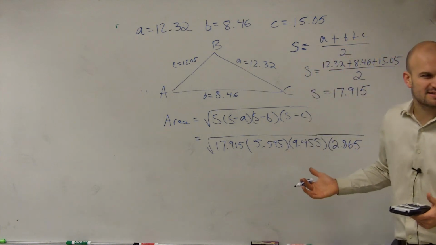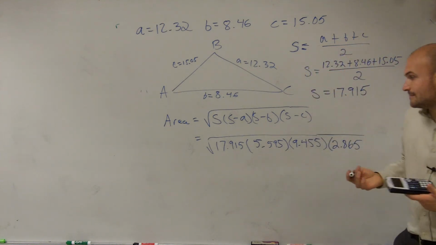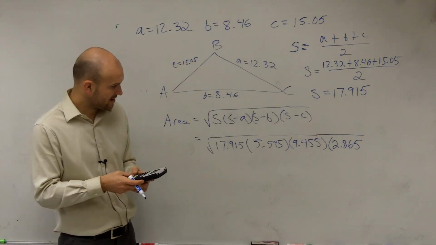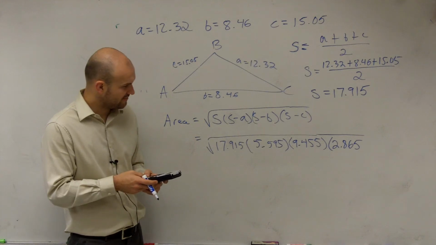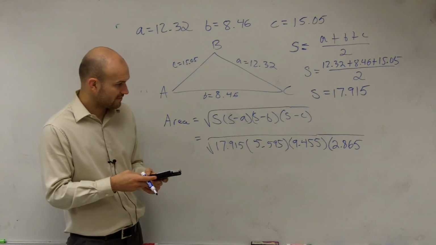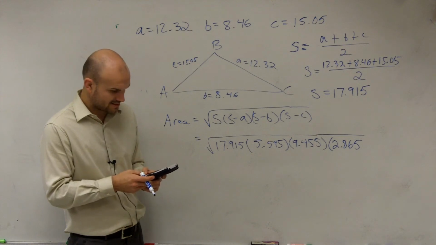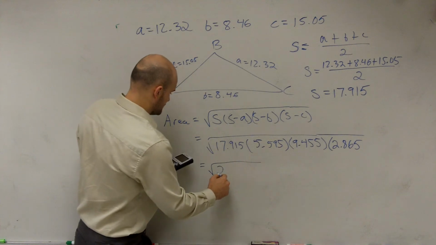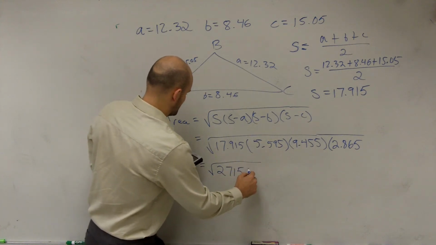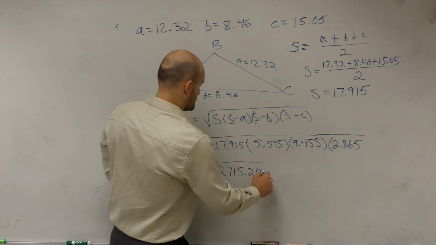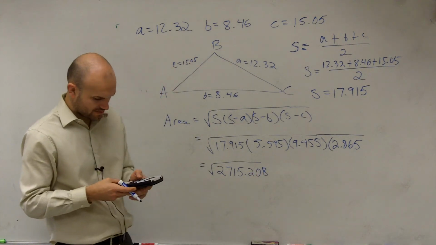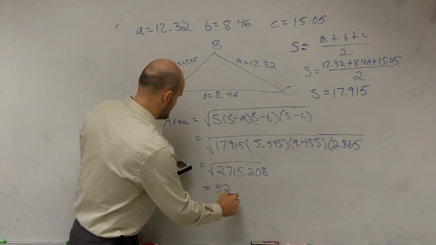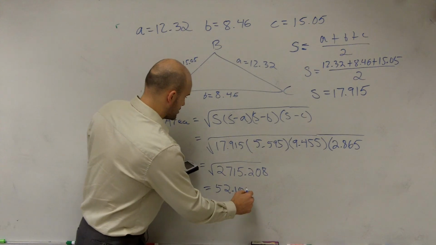Is everybody seeing how I'm finding these values? Now we can simply multiply them across. So you could say 17.915 times 5.595 times 9.455 times 2.865. That's going to equal the square root of 2,715.08. Then I'll take the square root, and that's going to equal 52.108.